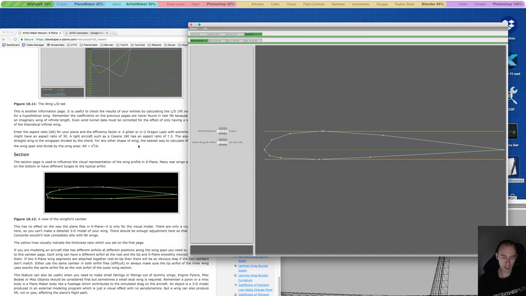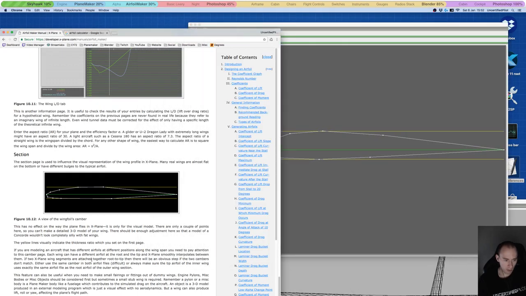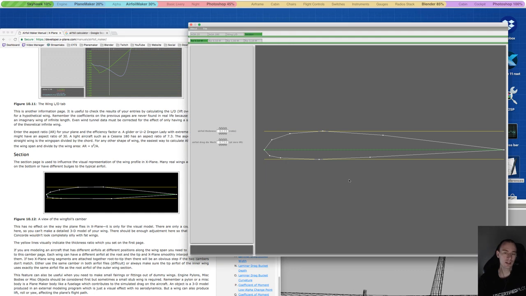This has no effect on the way the plane flies in X-Plane. It's only for the visual model. Okay, so that makes sense.